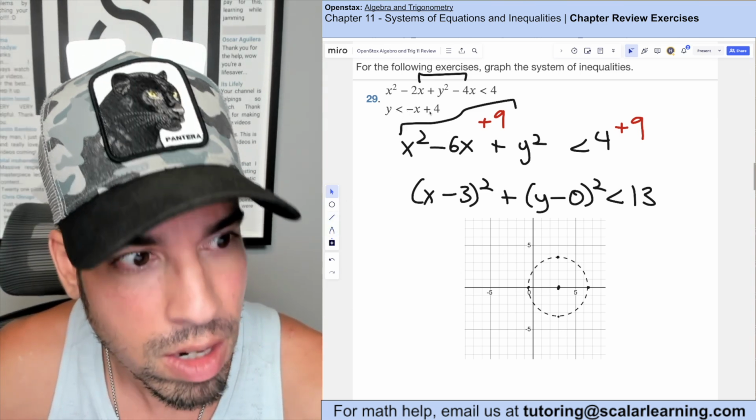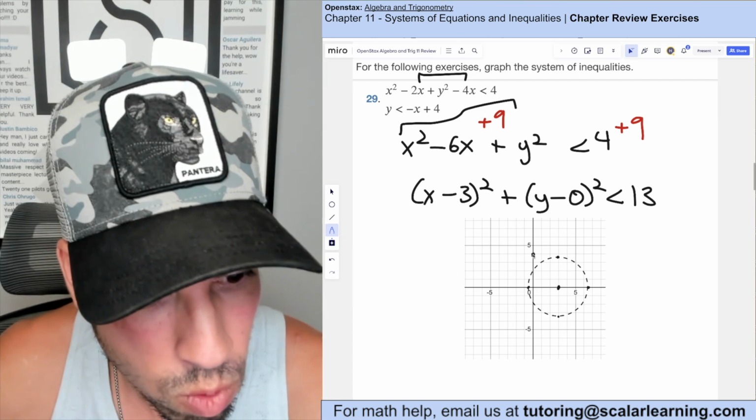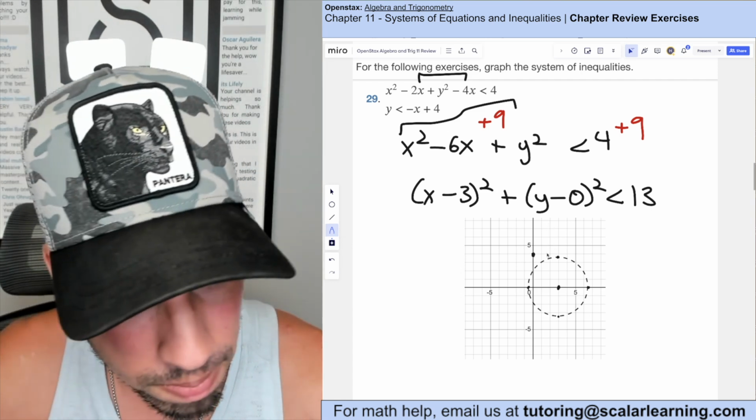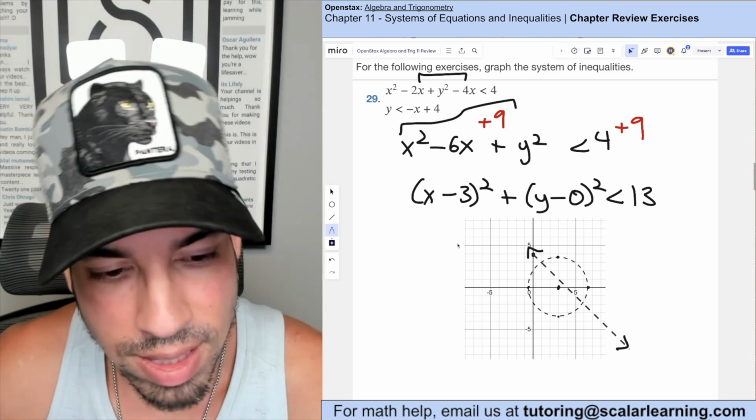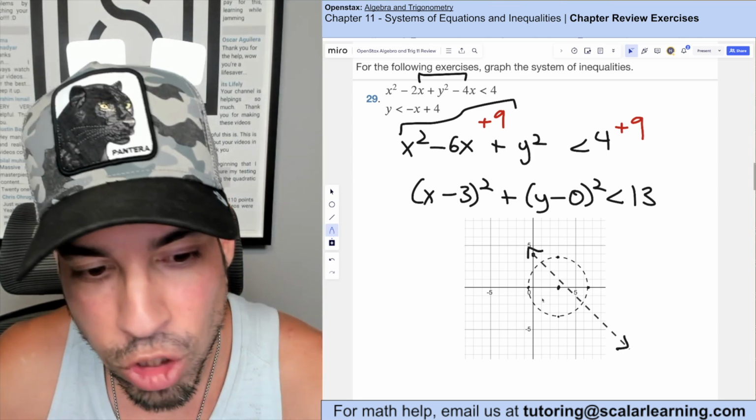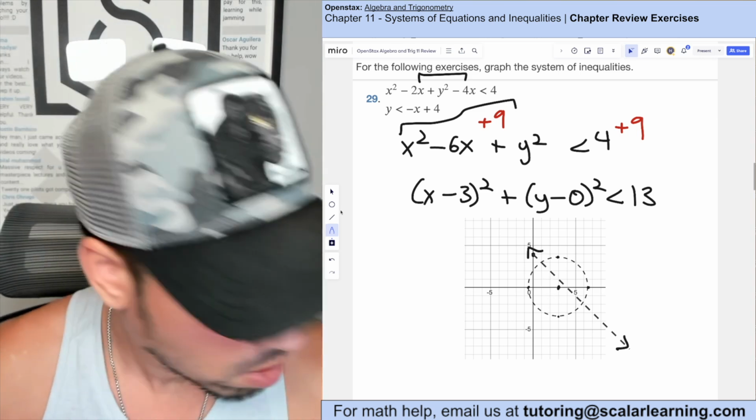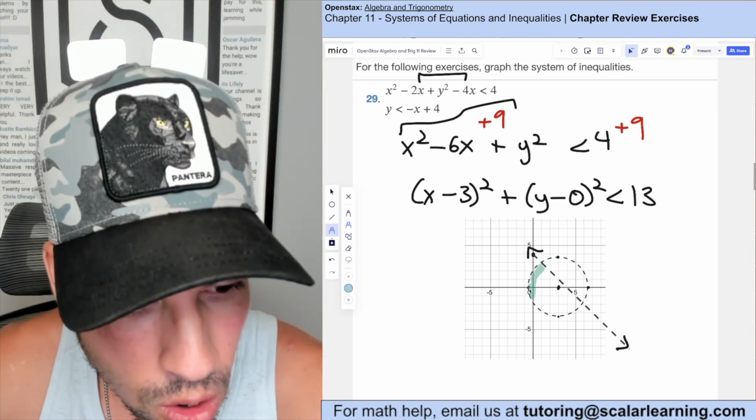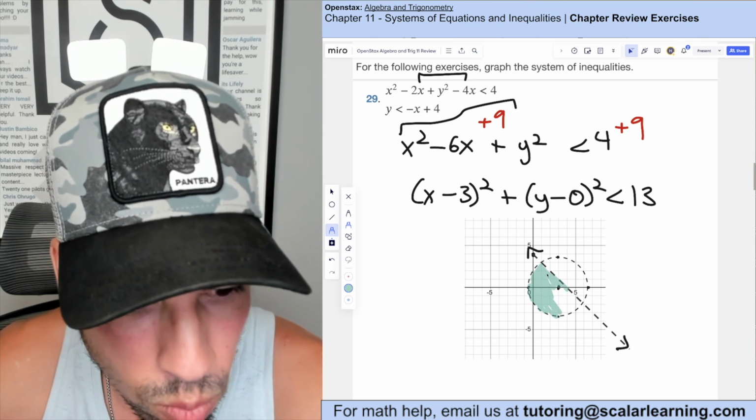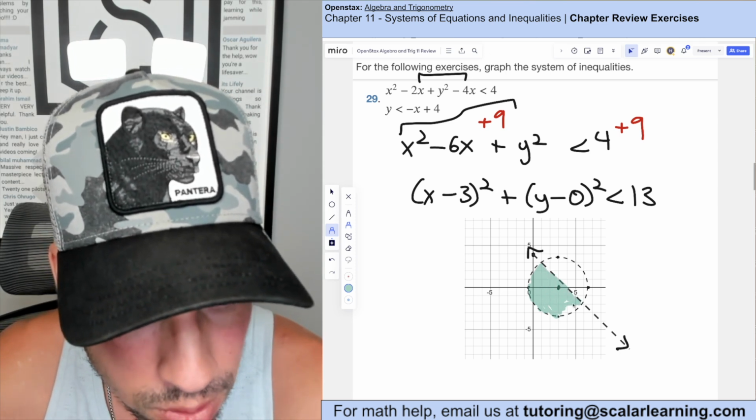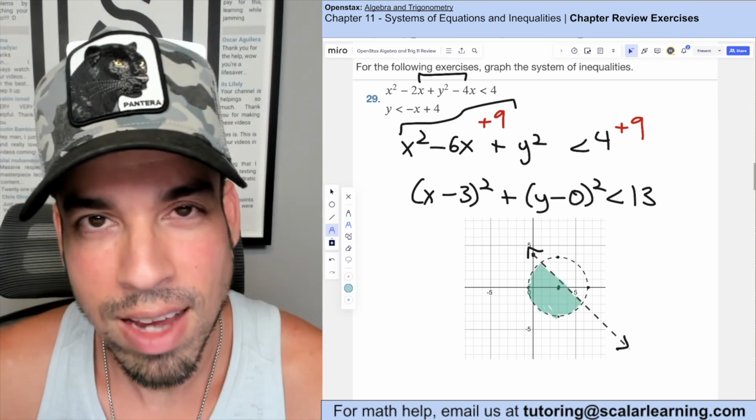Now let's graph this guy. So we have a y-intercept of 4 and then a slope of -1. Again, it's less than, so it's a dotted line. And when we say less than, it means it's shaded below. And we're shading on the inside of the circle. So the overlap is going to be all of this region, the inside, but also what is simultaneously below this line. And that is how you do it.